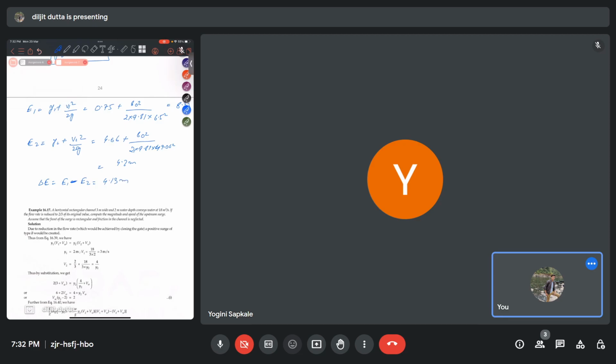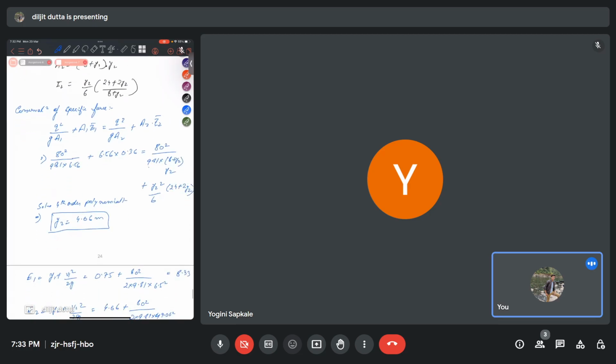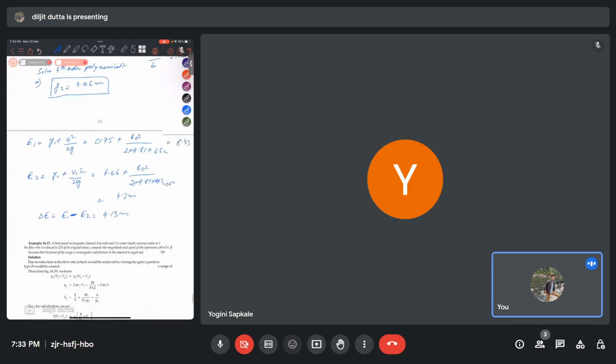Okay. So this is just numerical. The thing is that for solving this kind of polynomial equation, you will anyways have to use a scientific calculator. You cannot do it by hand. So this is the main challenge in solving these equations for specific force, or the cases for hydraulic jump.